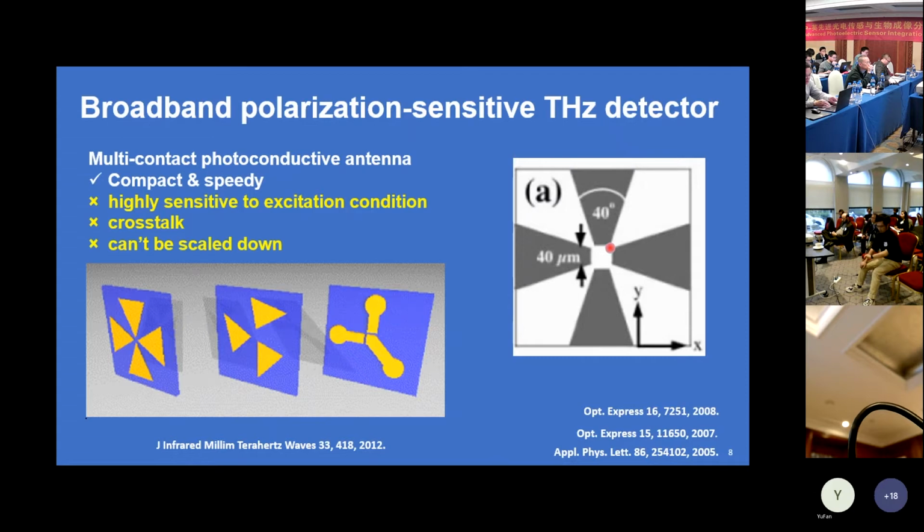If you excite the sample a little misaligned like this, you see the region between the neighboring electrodes will become photoconductive, which will cause crosstalk between the detection channels, which may complicate the extraction of the terahertz polarization information in the measured signal.